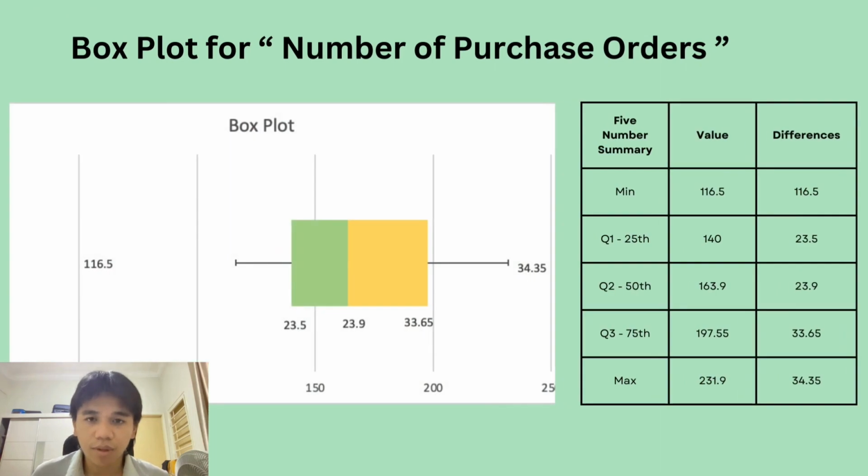So this is the box plot for the number of purchase orders. The minimum is 116.5, and the max difference is going to be 34.35, and the first quartile is 23.5. The second quartile is going to be 23.9, and the third quartile is going to be 33.65.